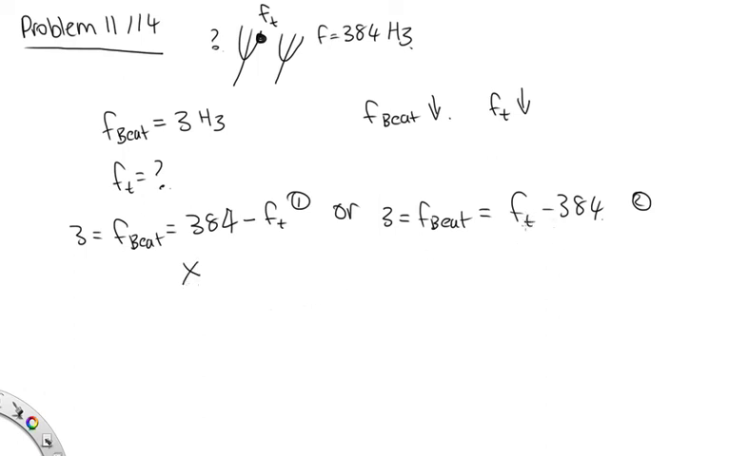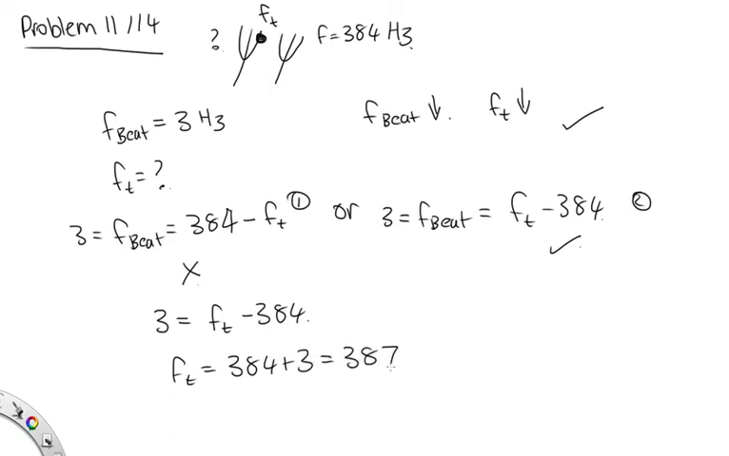Now in this case, if we decrease the frequency of this tuning fork, then these 2 numbers are going to get closer to each other, and so the beat frequency will decrease, which is what we observe. So this is the case that we need to use here. So we have 3 equals the frequency of the tuning fork minus 384. So the frequency of the tuning fork is equal to 384 plus 3, which is 387 Hertz.